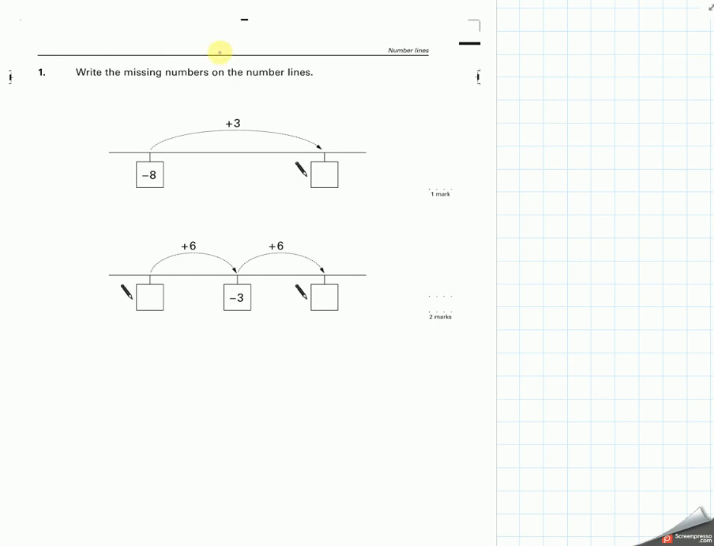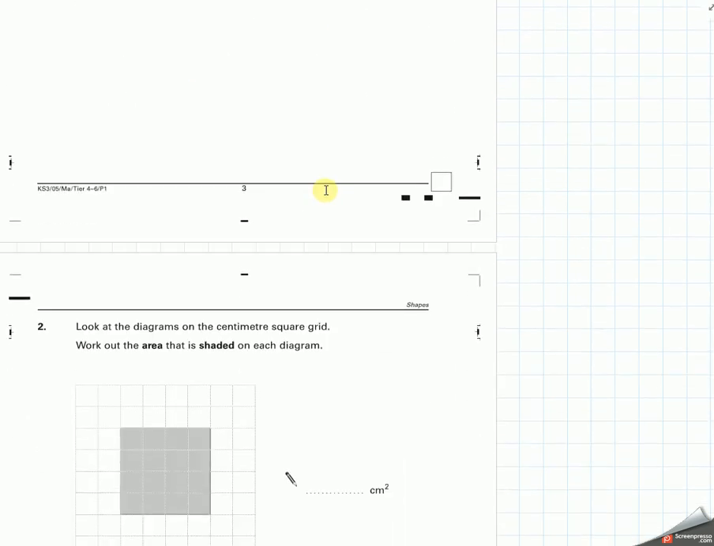So write the missing numbers on the number lines. If I start at -8, if I go up 1, it's -7, -6, and this must be -5, 1 mark. If I start at -3, -2, -1, 0, that's 3, 1, 2, 3 gives me 6. If I count down from -3, -4, -5, -6, -7, -8, and we're at -9. So it's counting positive and negative numbers, fairly straightforward, I would hope.